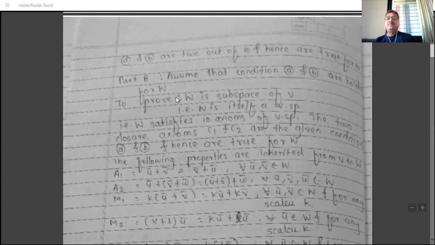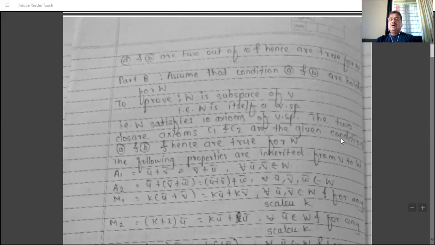In this part, we assume that the conditions A and B hold for W, and to prove W is a subspace of V, that is, W is itself a vector space. How can we show W is a subspace of V? W is itself a vector space. And how can we show W is a vector space? W satisfies the 10 axioms of vector space. We have to show W satisfies the 10 axioms of vector space.